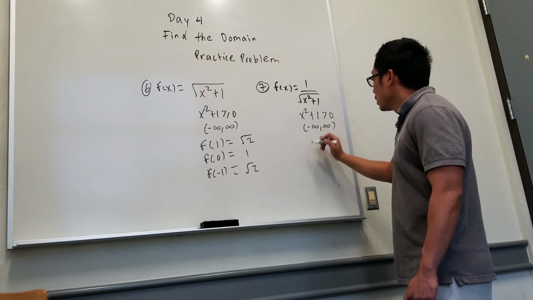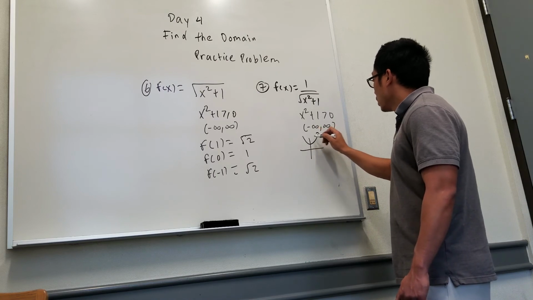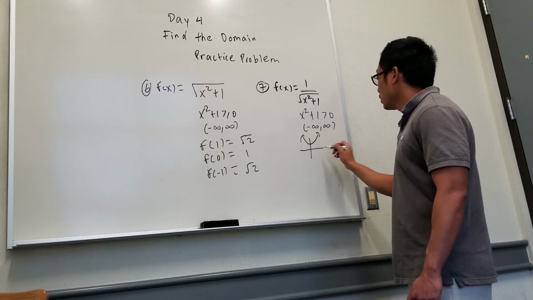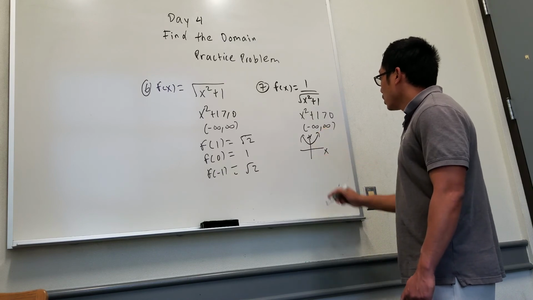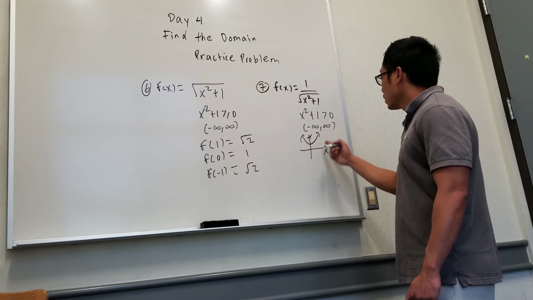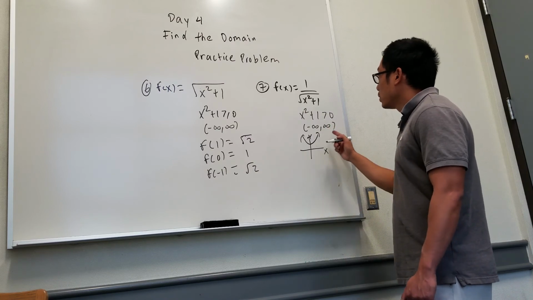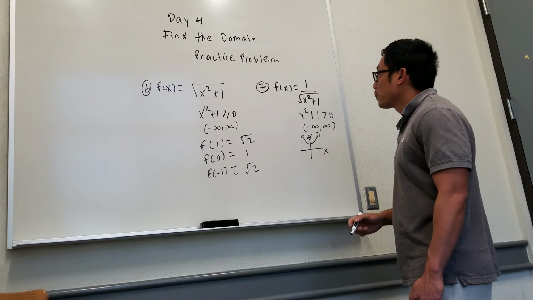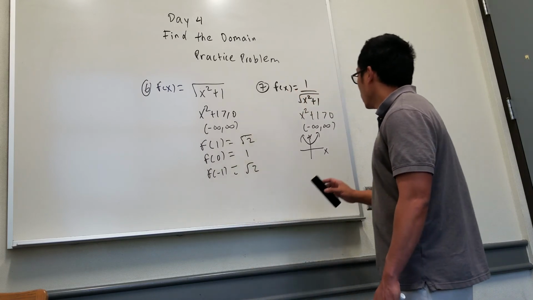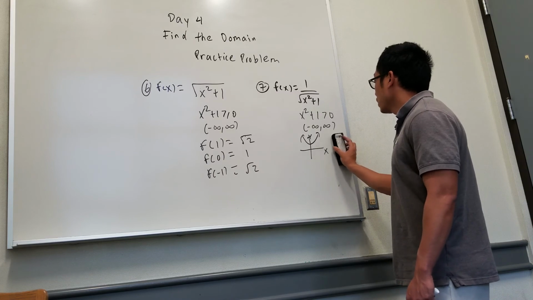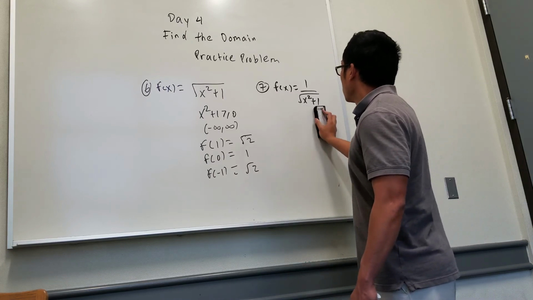And how do I know this is always positive? Just think about the graph of x squared plus 1. It doesn't matter, this is your x value, this is your y value. It doesn't matter where your graph is, it's always positive. So that's why this is all real numbers. That's one way to think about it. Okay? So there you go. Hopefully this makes sense by graphing it.